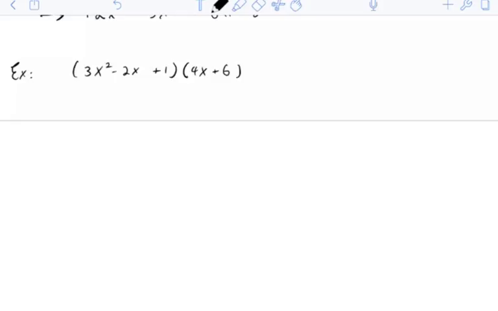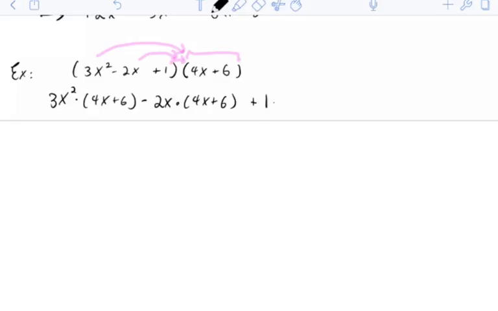Let's expand this out. I'm going to multiply this expression with each of these terms one at a time. So it's 3x squared times 4x plus 6, and then 2x times 4x plus 6, and then 1 times 4x plus 6. Now that I've done that, I want to multiply each of these terms together. Be really careful with signs.